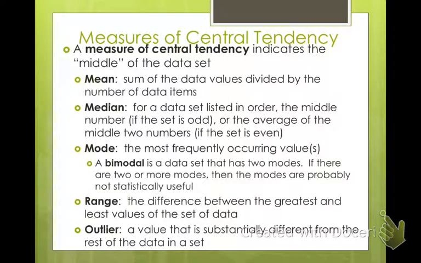The last one we have is an outlier. An outlier is one number that's vastly different from all the other numbers. It's usually pretty easy to pick out of a data set.